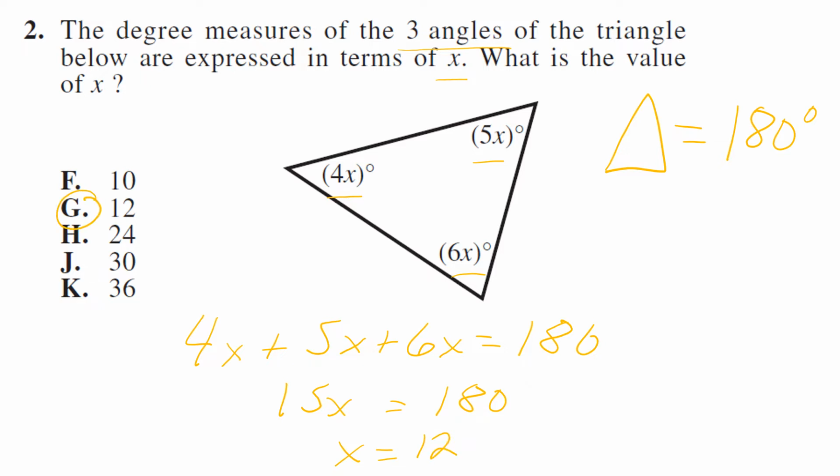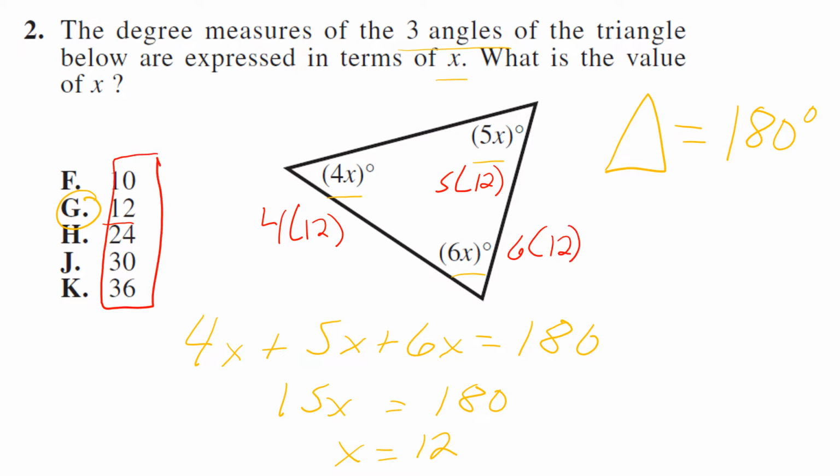The other way to do this would be if you wanted just to take the number 12 and plug it in, right? 4 times 12, 5 times 12, 6 times 12. You could do that for each one of these, and then add those together to see if it equals 180. That would probably take a bit more time, but it's another way to get to the answer. So the answer is G.